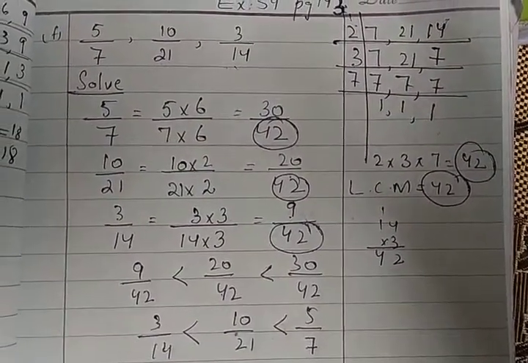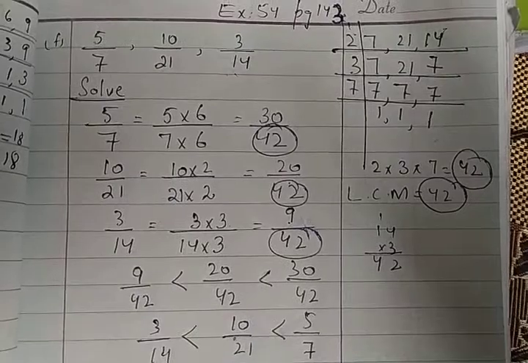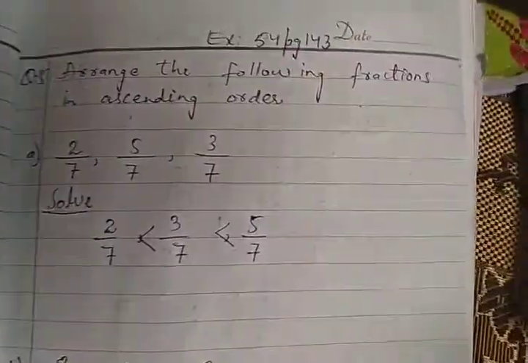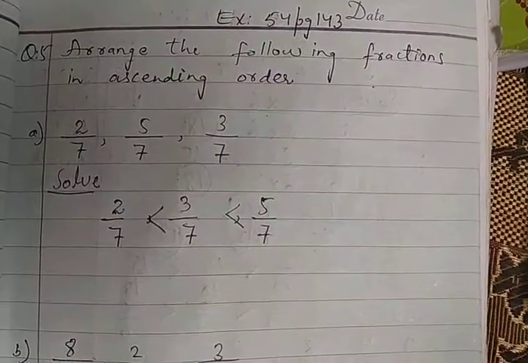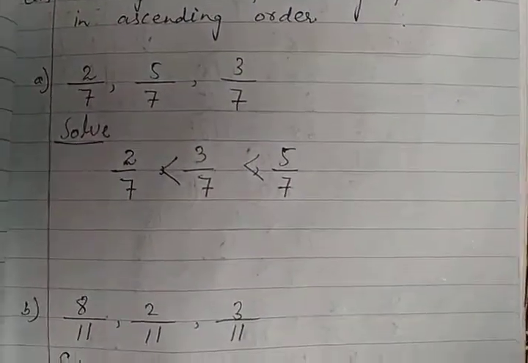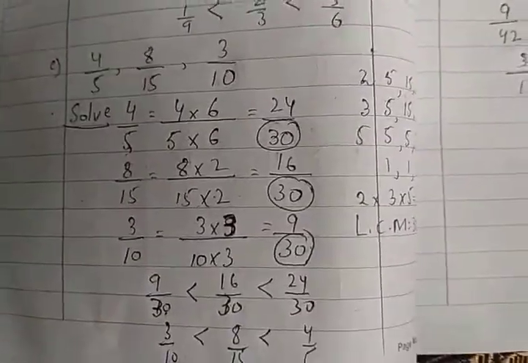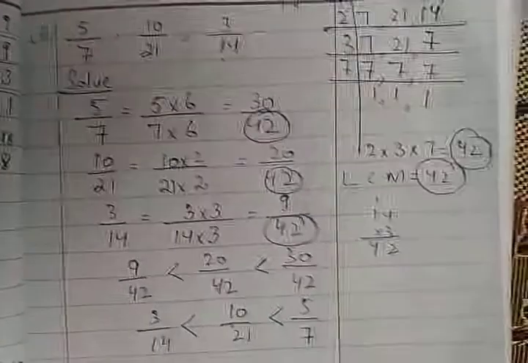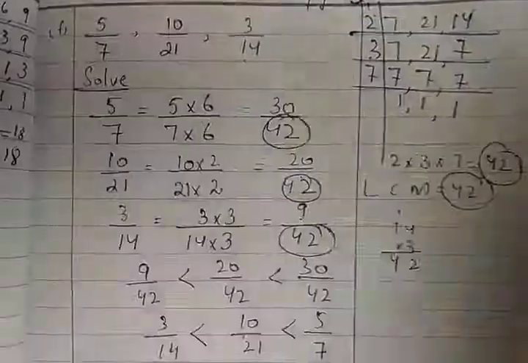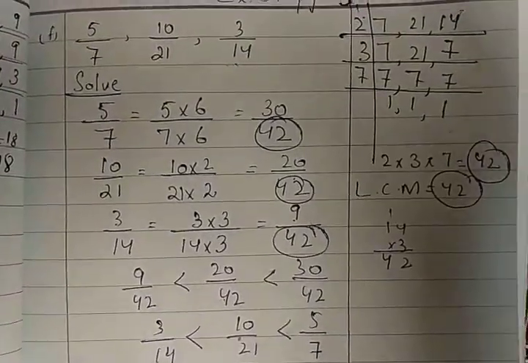Okay, class 4 students, you have to copy down all the video questions in your copy. Question number 5, arrange the following fractions in ascending order. Part A, B, D, E and F. You have to copy down all these questions in your copy. Is that clear, class 4 students?